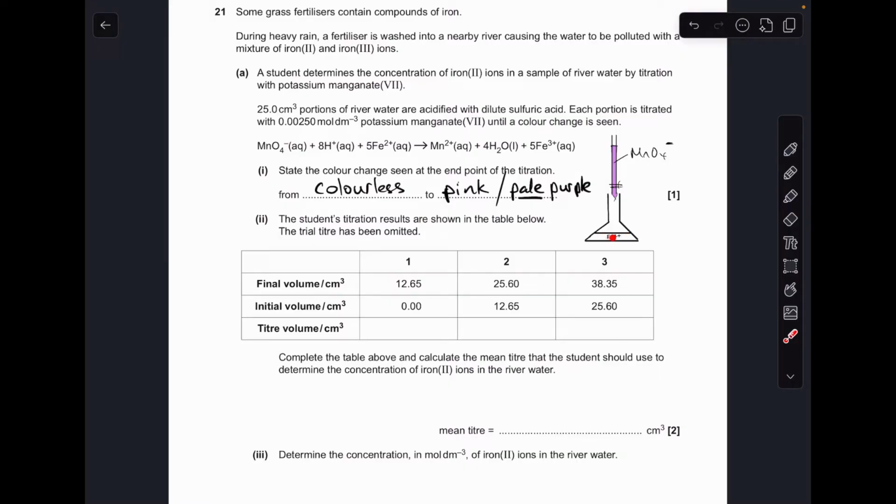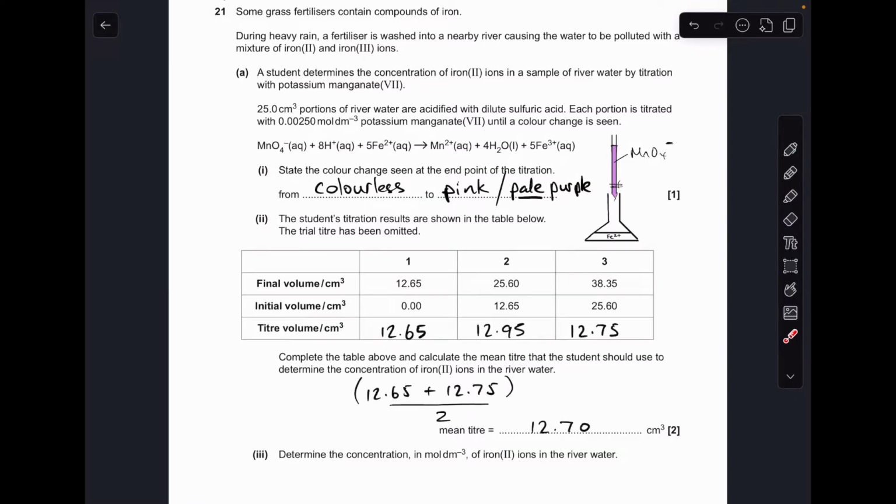Once all the Fe2+ is gone, this has got nothing to react with. So that one drop of MnO4- that's going to go in at the end point doesn't have anything to react with. So it will be a very pale pink colour, or you could say pale purple. What you're not allowed to say is purple, because obviously one drop of this in this volume wouldn't be purple, it would be too dilute.